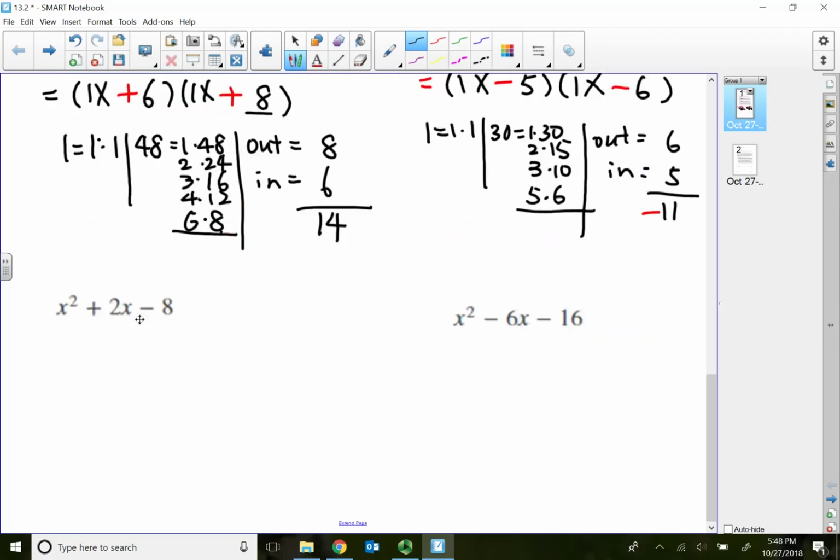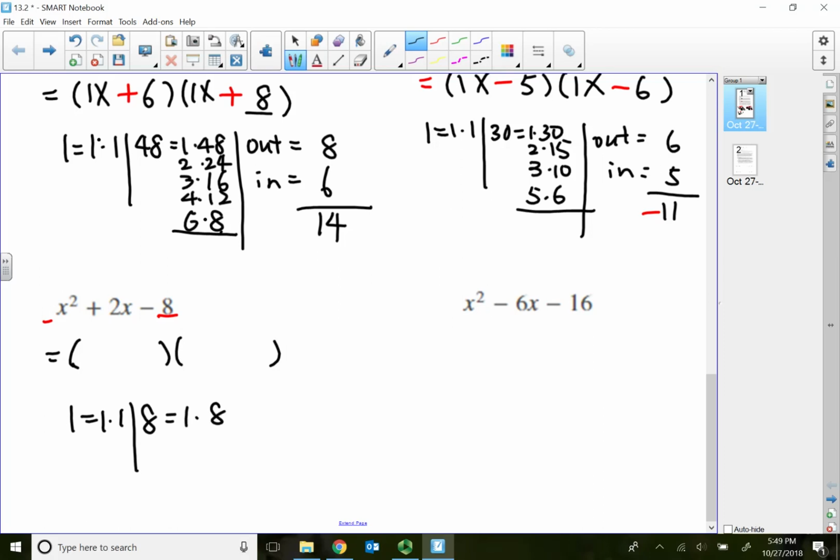All right, let's try again, okay? All right, trinomial, no greatest common factor between the three terms, so 2 parentheses right away. Step number 2, find all the factors of the first term and the last term. So the factor of the first term is 1 times 1. The factors of the last term 8 are 1 times 8 and 2 times 4.